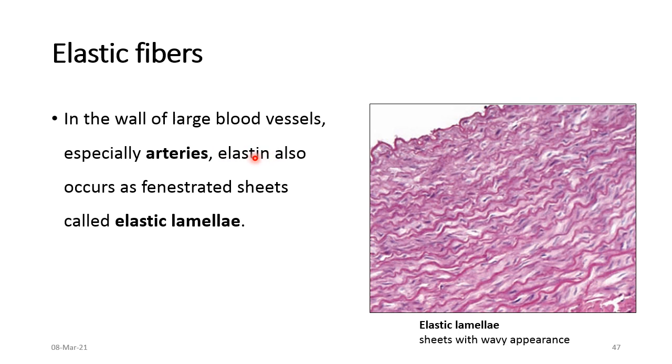نلقى elastin also occurs. الإلاستين هو بيكون الإلاستيك fibers also occurs as fenestrated sheets, عبارة عن sheets فيها fenestrated sheet called elastic lamella. زي ما شايفين هنا الإلاستيك lamella في الصورة اللي على اليمين, wavy, this wavy appearance.